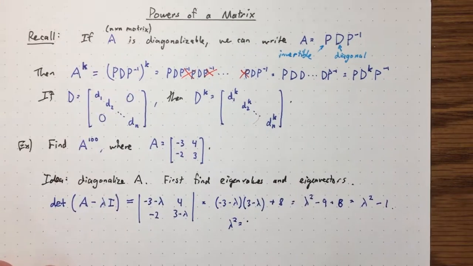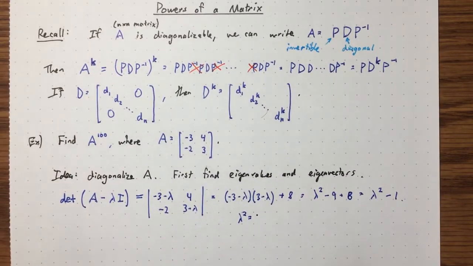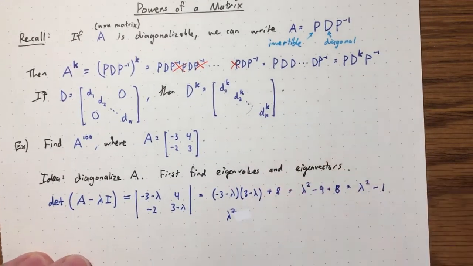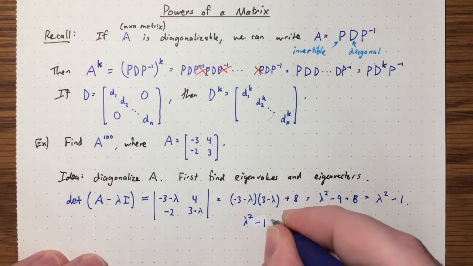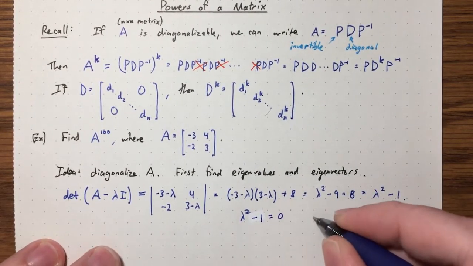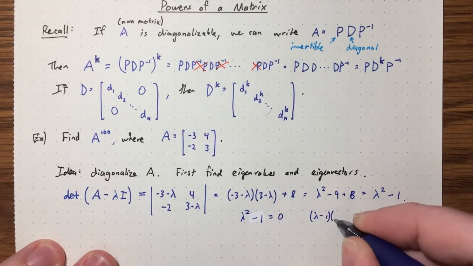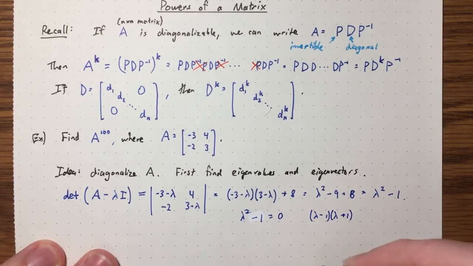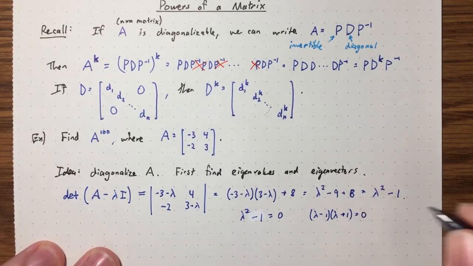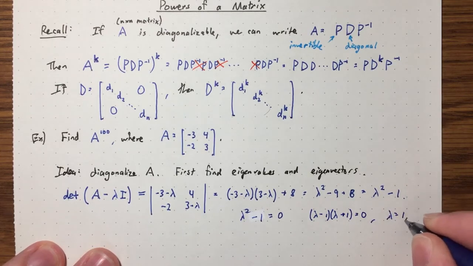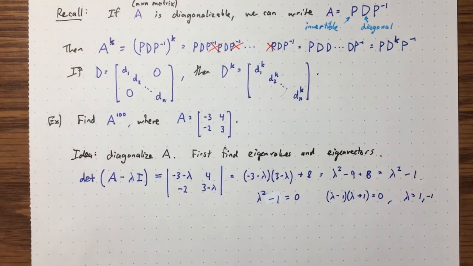Set it equal to 0. Lambda squared minus 1. But it factors, right? It's lambda minus 1 times lambda plus 1. And so my eigenvalues are 1 and minus 1. Okay, those are some nice eigenvalues.